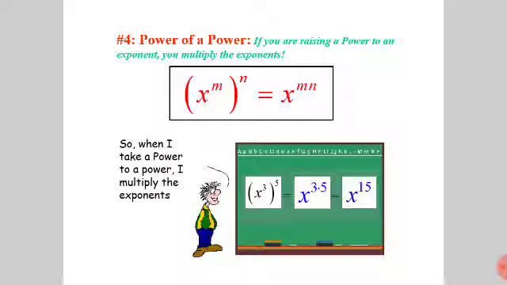For example, x power 3, the whole power 5. x power 3 into 5. 3 5s are 15. x power 15. If you are raising a power to an exponent, you multiply the exponents.